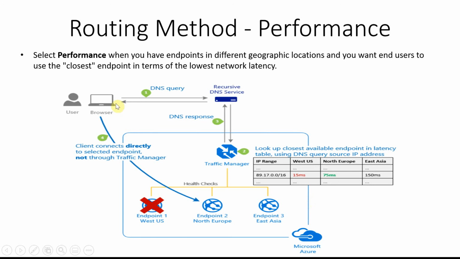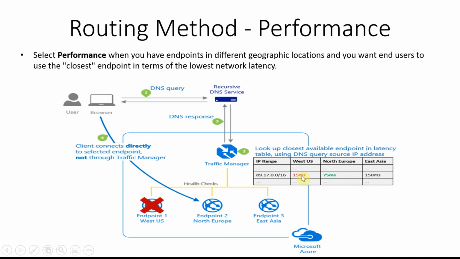So let's say you have your West US, North Europe, and East Asia. These are the three different regions where your same instance is deployed. Now Traffic Manager has to make a choice between one of the three. Let's say you configure this as performance, it will primarily look at which location your traffic is coming from, and it will look at the latency parameter. So for West US it is 15 milliseconds, for North Europe it is 75 milliseconds, and East Asia is about 50 milliseconds.